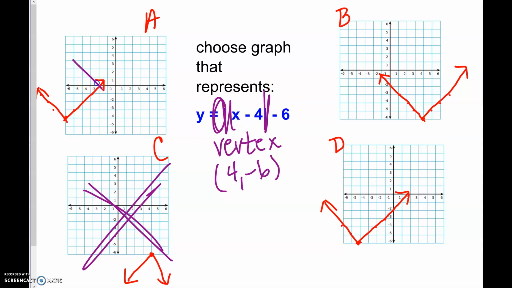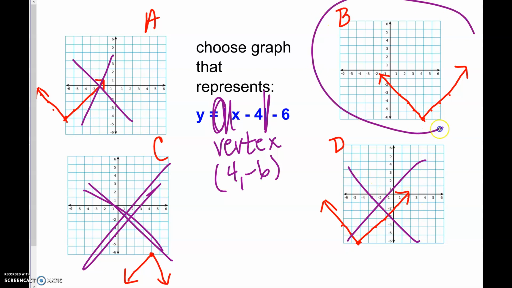Well, look at this. It went left. That's wrong. This went right. That's good. This one went left. That's wrong. So it only leaves me with one possible answer, and B is the correct answer here. It's the only one that went right for X, and it opened up.